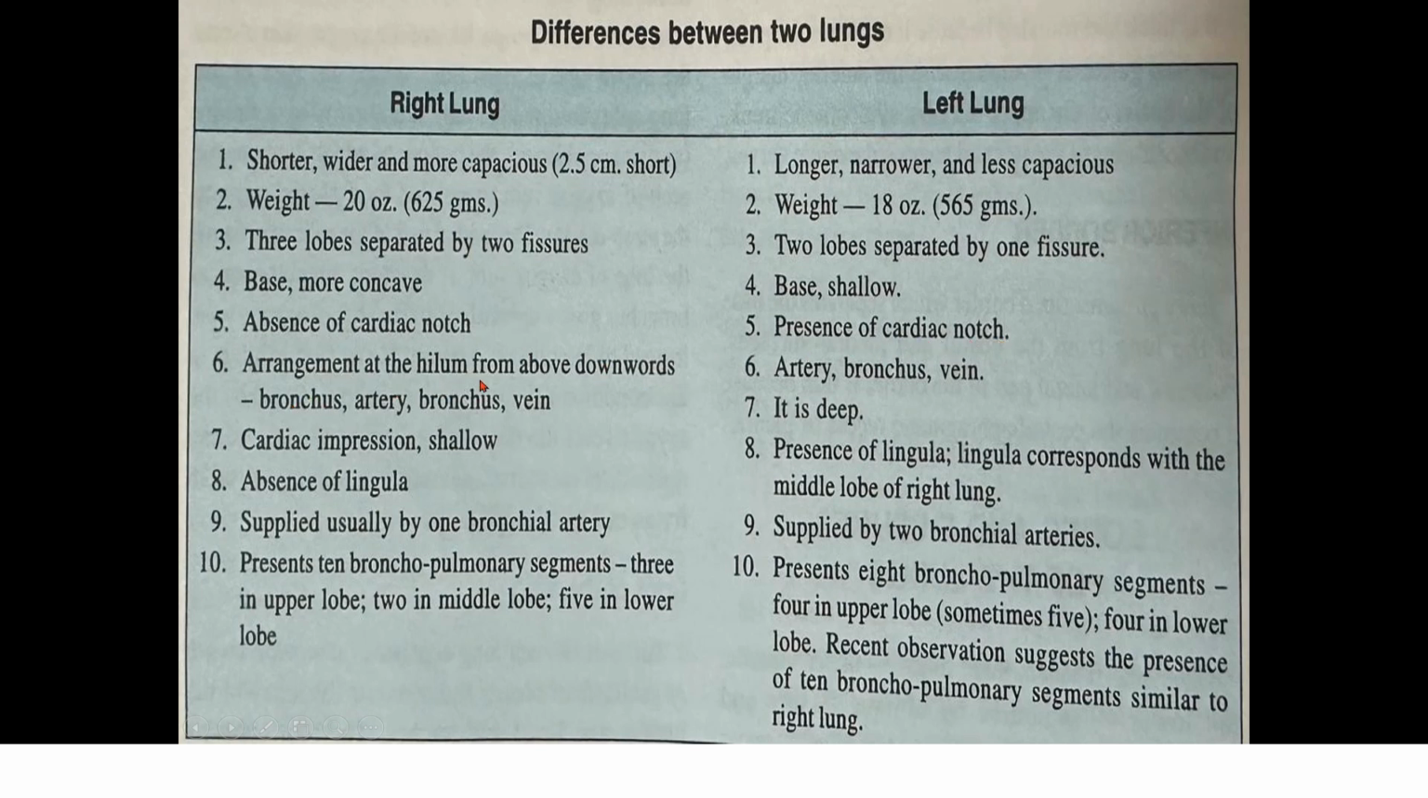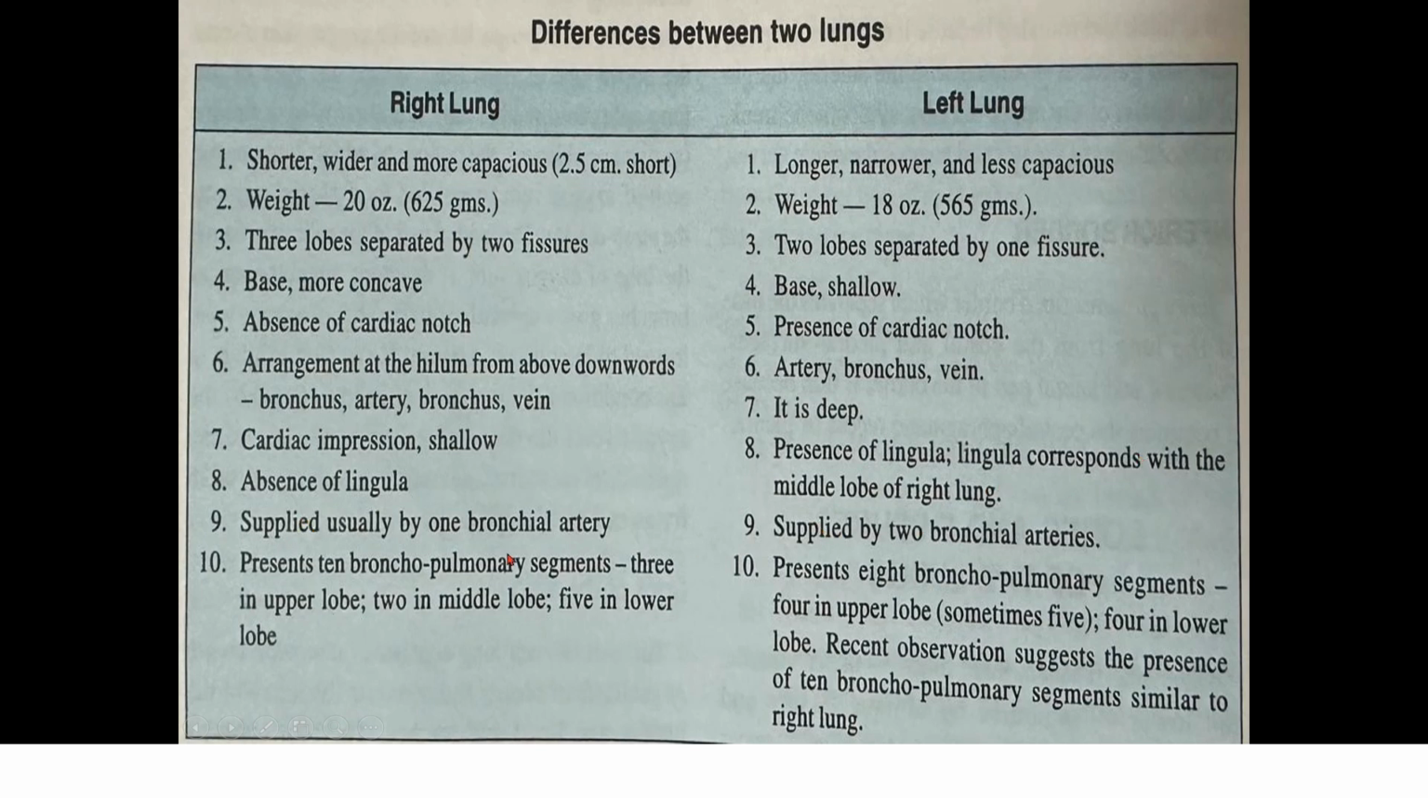The arrangement at the hilum from above downwards is epiarterial bronchus, pulmonary artery, principal bronchus and lower pulmonary vein. Whereas in the left lung it is pulmonary artery, principal bronchus and lower pulmonary vein. Cardiac impression is shallow on the right, and deep on the left. There is absence of lingula on the right and presence of lingula on the left. Lingula corresponds with the middle lobe of the right lung.